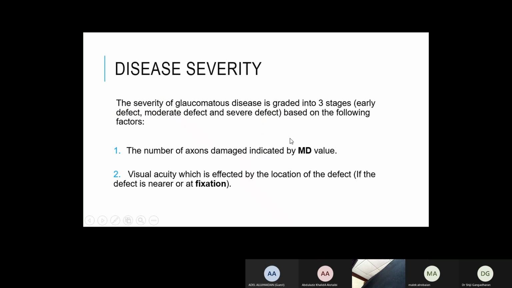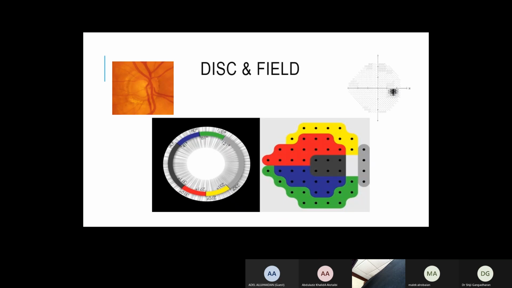To classify disease severity by visual field, we depend on two factors: the mean deviation, as we described earlier, and also the position of the scotoma. The closer the scotoma to the center, the more severe the disease is. If the patient has a paracentral scotoma, even if the mean deviation is mild or normal, it's considered severe because it's threatening the vision. We always need to correlate our clinical findings with the visual field.